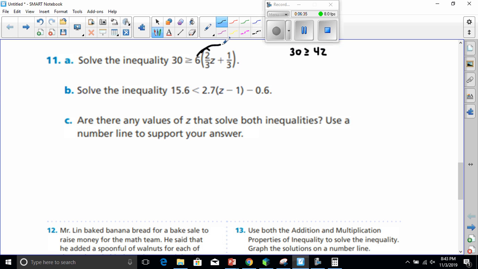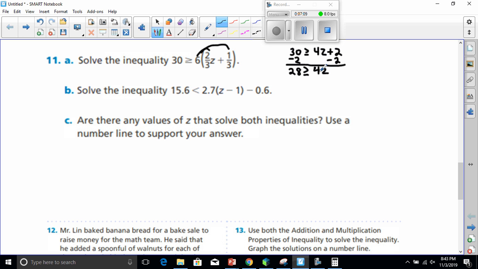And now we have to combine it with this one. 6 times 1 is 6, and 6 divided by 3 is 2. So this would be positive 2. And now if I solve this, I realize I have to use my property of subtraction to get rid of that positive 2. Whatever I do to one side, I do to the other. So now I have 28 is going to be greater than or equal to 4z.